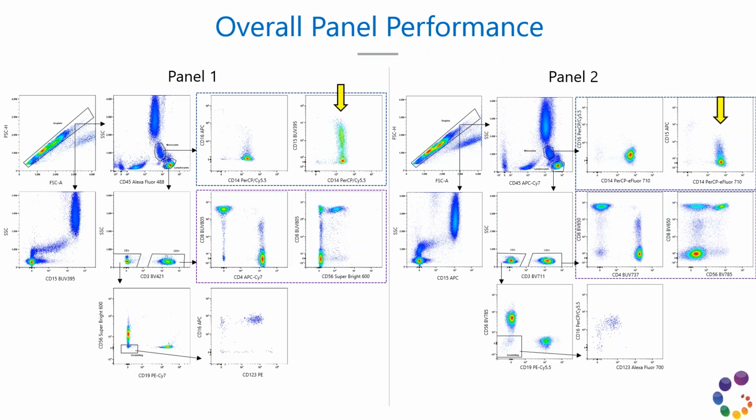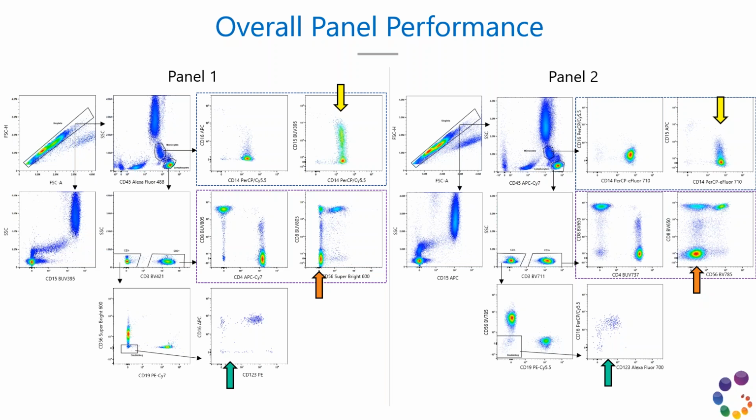For these two panels, I've highlighted just a few areas that caught our eye. One was the CD15 expression that came up much nicer on the monocytes in panel 1 compared to panel 2. And again, if we look at that 56 versus 8 example, looking at the NKT cells, there's much less spread in panel 1 compared to panel 2's outcome for those same cells.